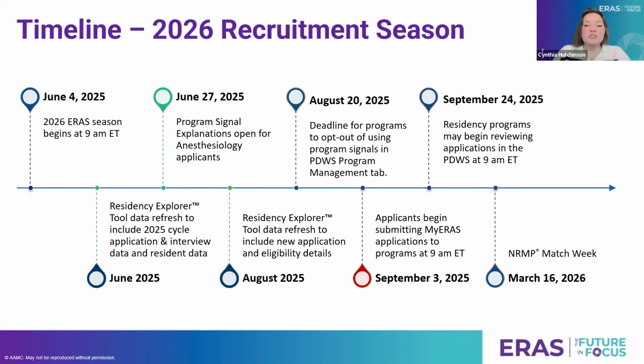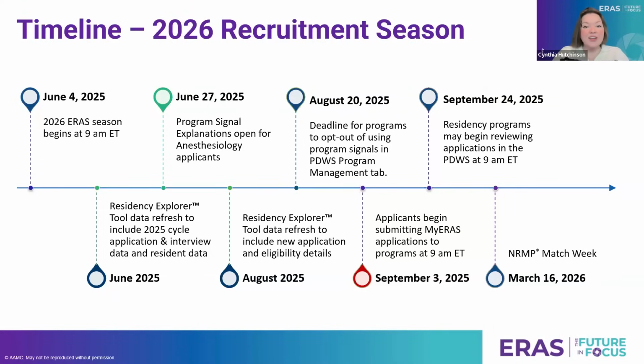Now let's put together all of these features in a timeline for the upcoming recruitment cycle. On June 4th, the 2026 ARA season officially began. On June 27th, the program signal explanation feature will open for applicants applying to anesthesiology. In June and August, Residency Explorer tool data updates and refreshes with the additional information we previously mentioned.